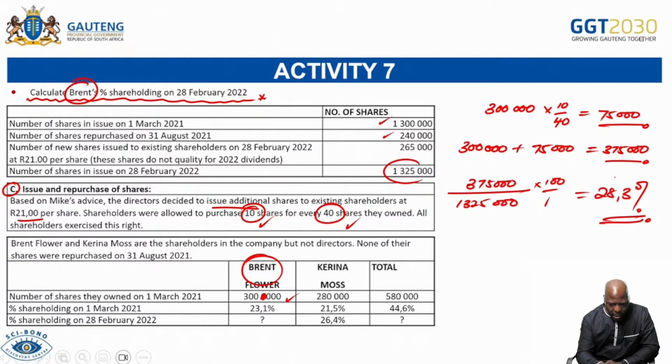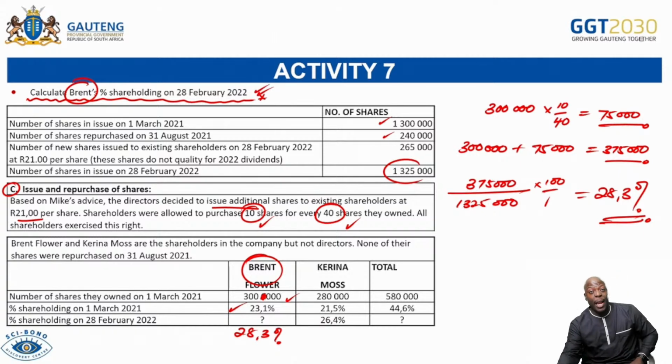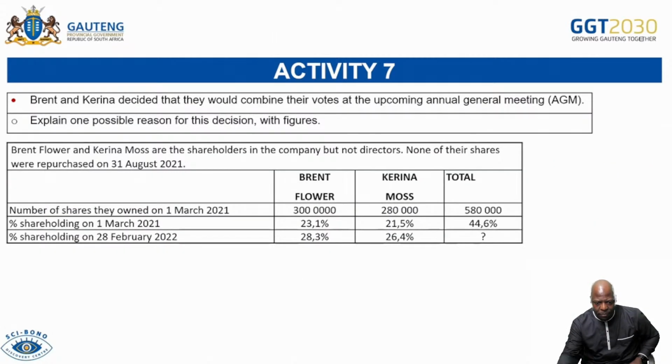28.3%. What does that mean? Remember, he was holding 23.1%, but now he holds 28.3%. This is the percentage that Brent now holds. Calculate the percentage that Brent holds as of 28 February. That is 28.3%. Let's go on to the next question.